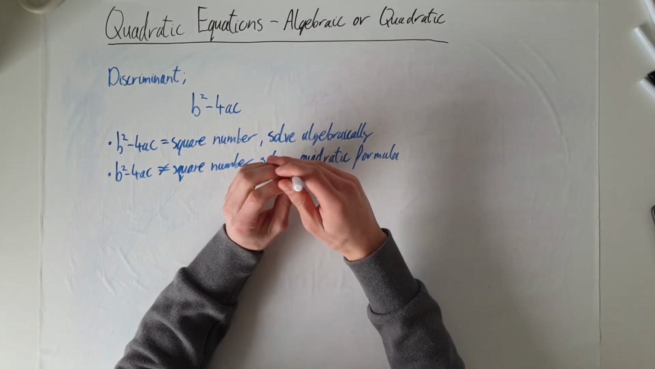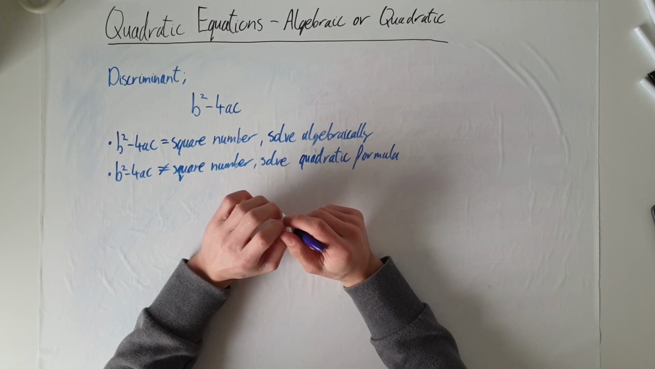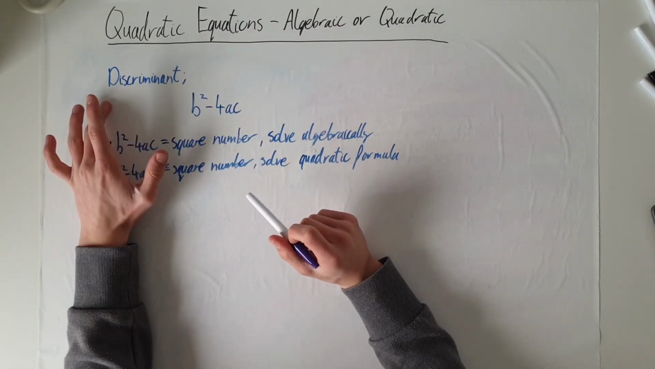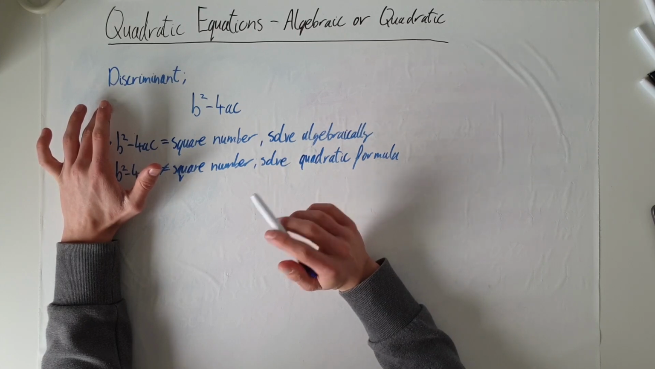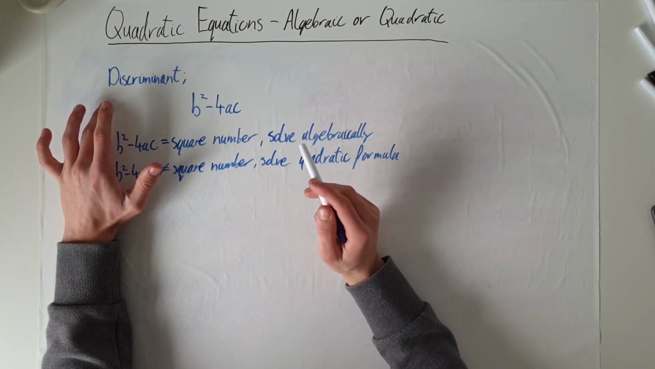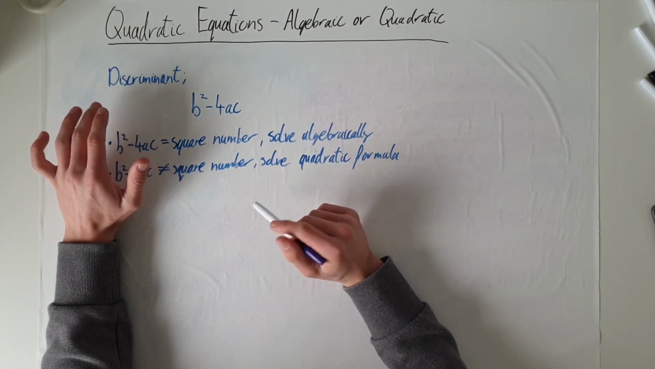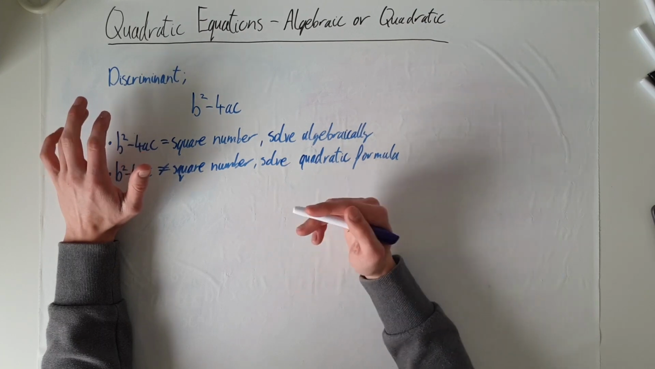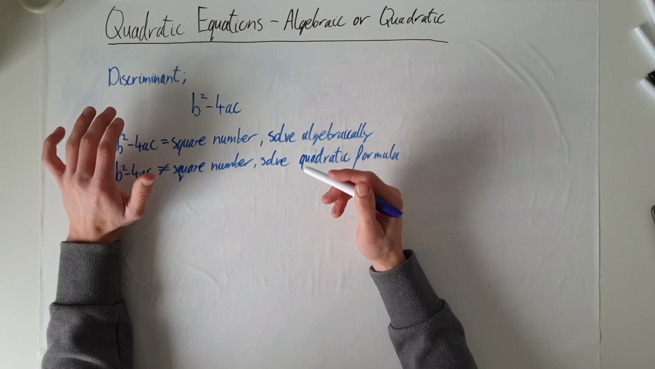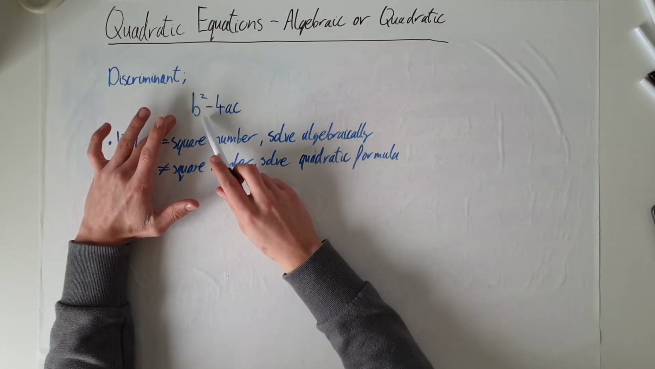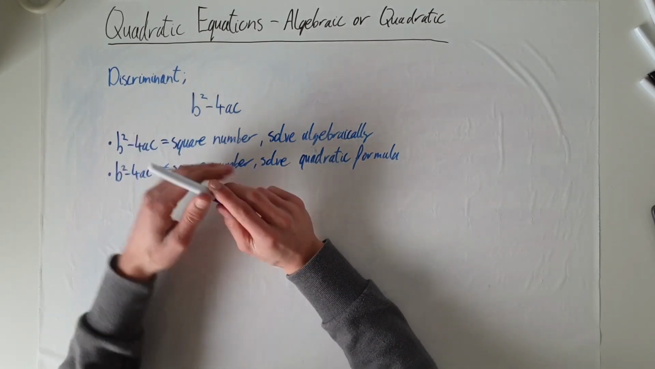So what we use to quickly determine what method is something that we call the discriminant. It's a formula so that when we sub in our values from our general equation, we can see whether or not we're able to solve algebraically. If we are, we'll solve it that way, and if we're not, we'll use the quadratic formula. So you might remember b squared minus 4ac.